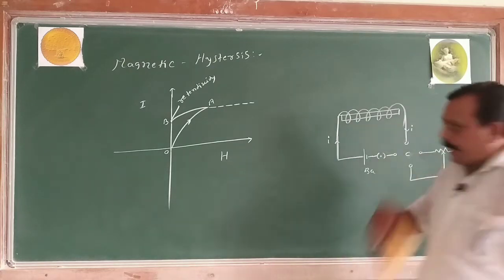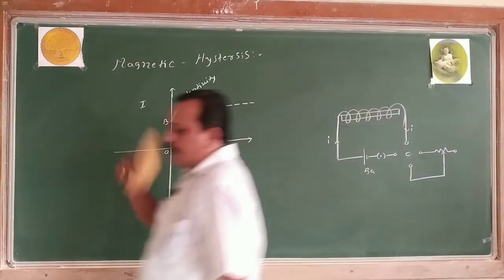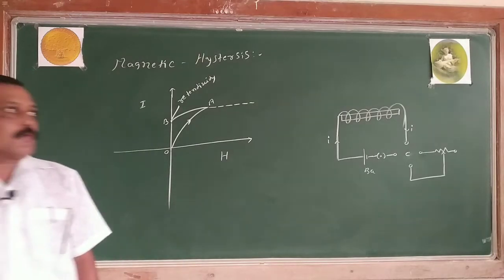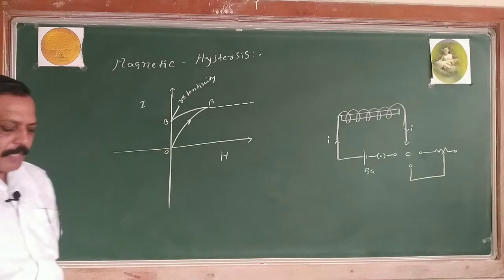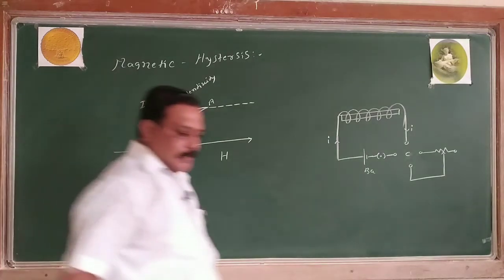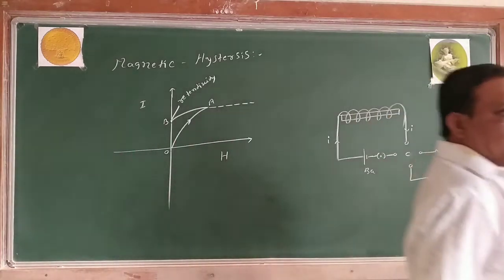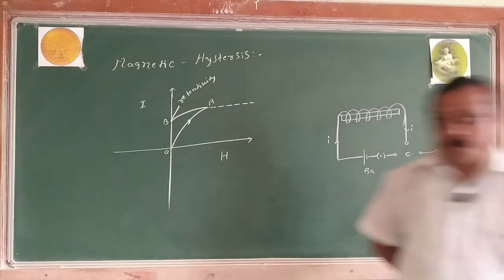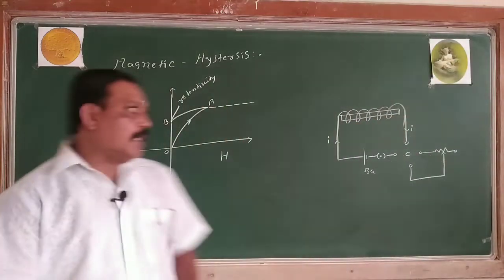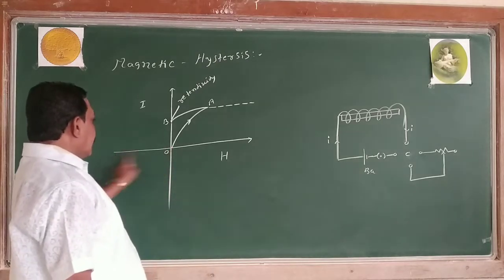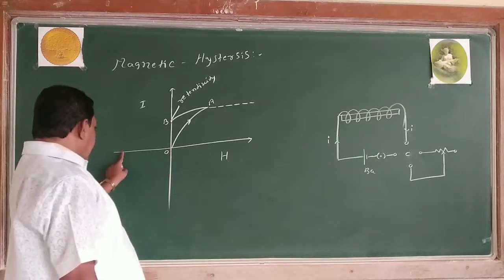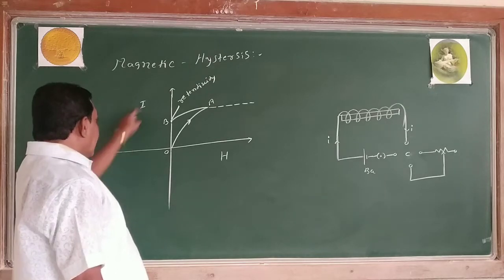Whatever magnetic field is left in the material, even though the magnetizing field is made 0, I want to vanish it. I want to make the material completely demagnetized, so the residual magnetism should be made 0. Then I have to go in the reverse direction. In this position, there is a value of H, but I is 0.